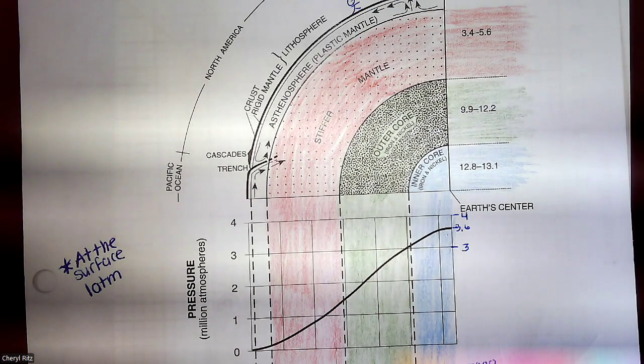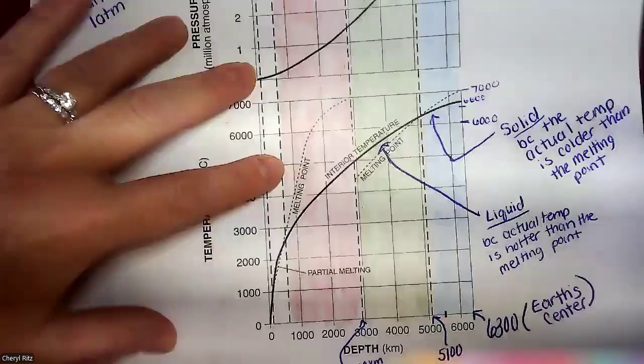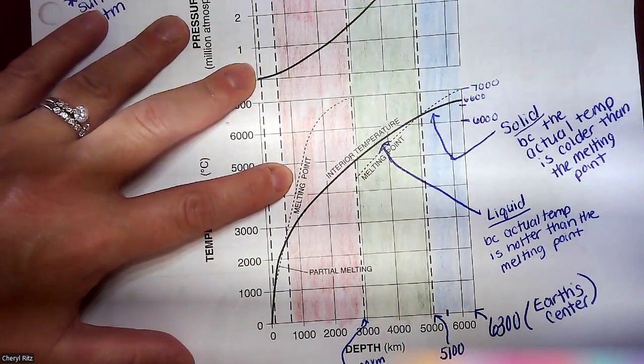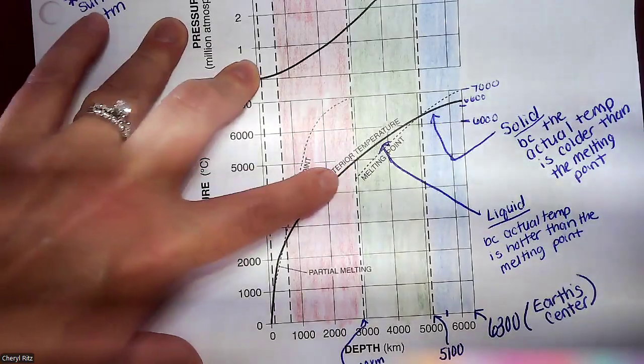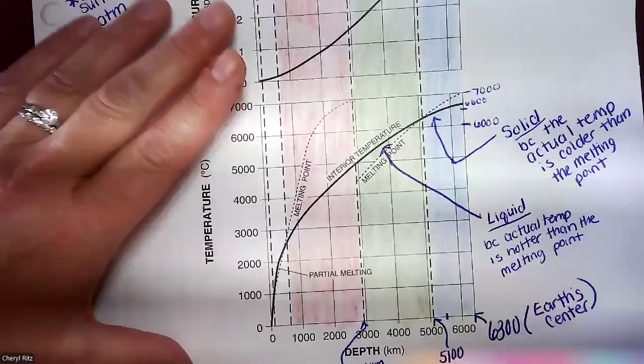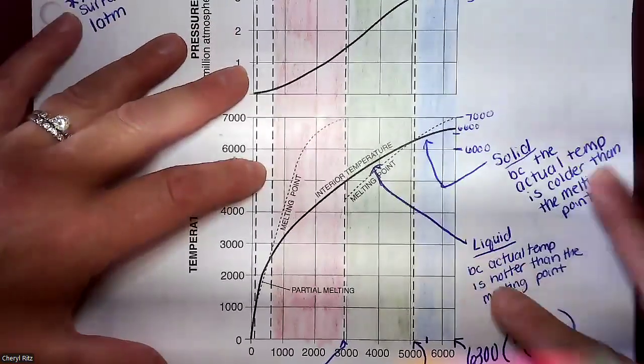So I don't really have too much to talk about with this area. You can see again, are we back to a solid or a liquid here? Solid. The actual temperature is way colder than the melting point. I'm going to leave the label off because I already did both of those.